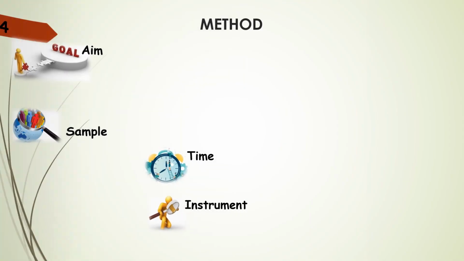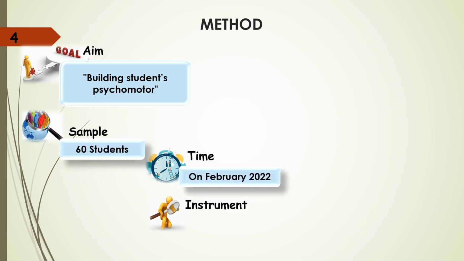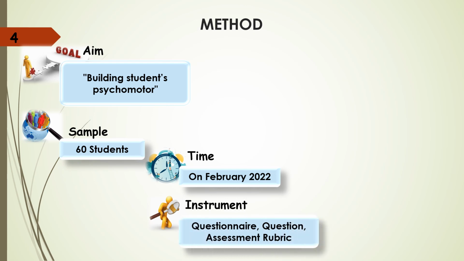Next, method. This study aims to build students' psychomotor skills on the subject of anion analysis by involving a sample of 60 students majoring in chemistry education, consisting of two classes, namely experiment and control class. The research took place in February 2022 using questionnaires, questions, and psychomotor assessment rubrics.